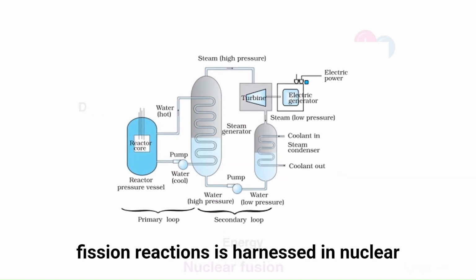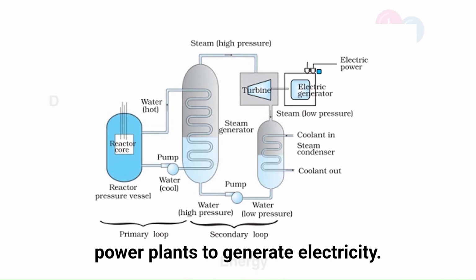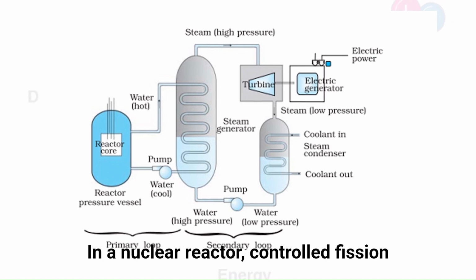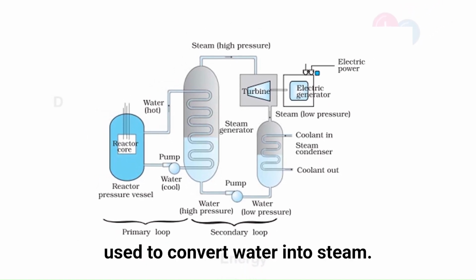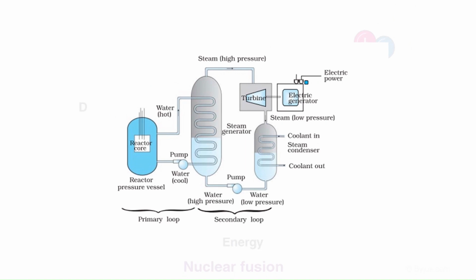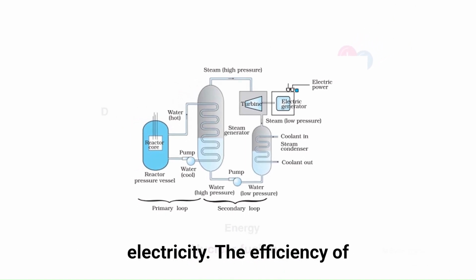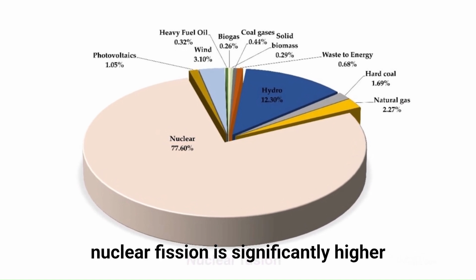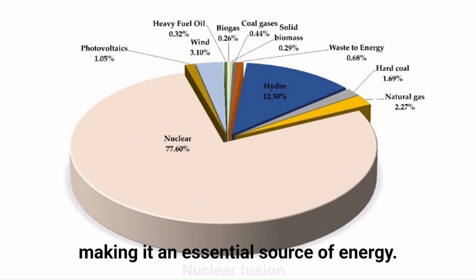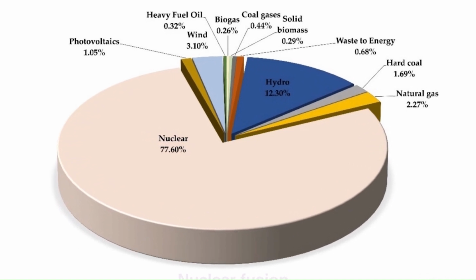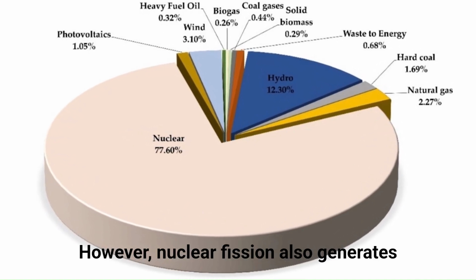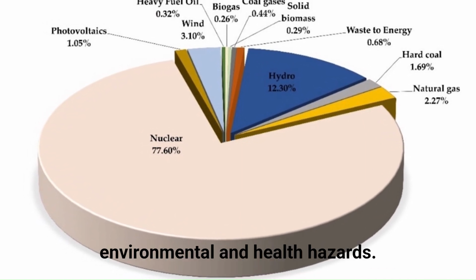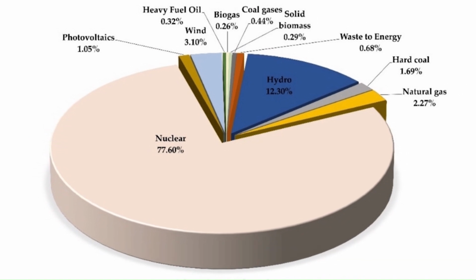The energy released in fission reactions is harnessed in nuclear power plants to generate electricity. In a nuclear reactor, controlled fission reactions produce heat, which is then used to convert water into steam. This steam drives turbines that generate electricity. The efficiency of nuclear fission is significantly higher than that of conventional fossil fuels, making it an essential source of energy. However, nuclear fission also generates radioactive waste, which requires careful handling and disposal to prevent environmental and health hazards.